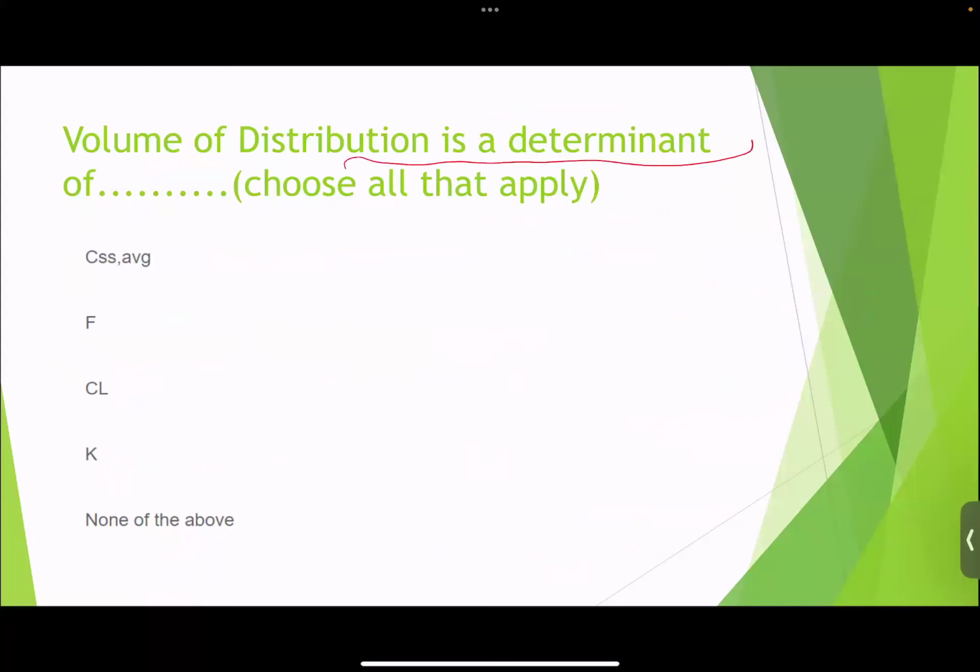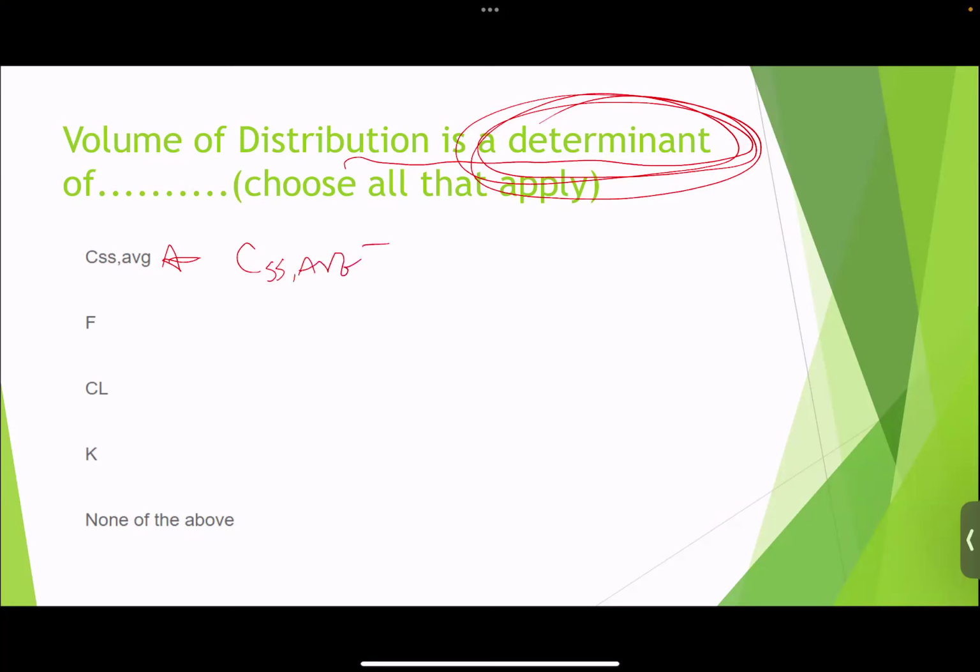Volume of distribution is a determinant. So what does volume of distribution determine? Does it determine CSS average? No. What does determine CSS average? Bioavailability, dose rate, and clearance. How about bioavailability? What determines bioavailability? Well, we haven't talked about it yet, but volume of distribution has nothing to do with the fraction of drug that reaches systemic circulation.